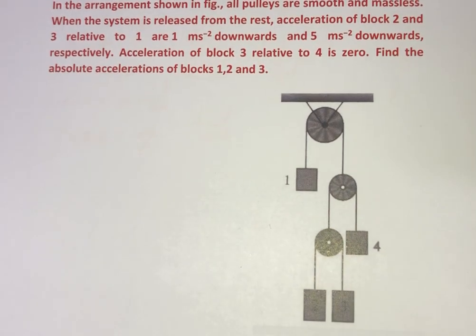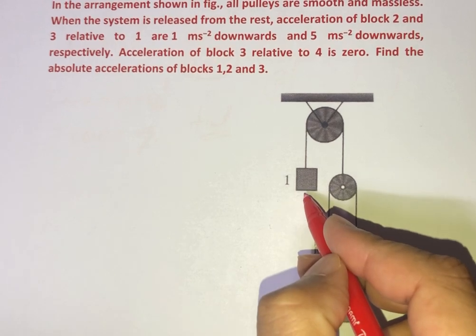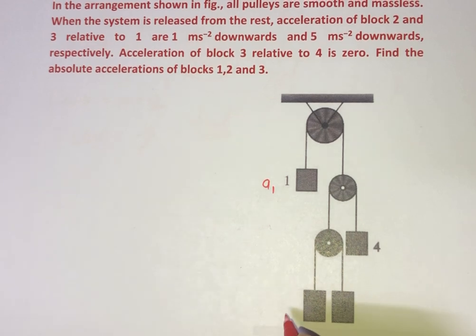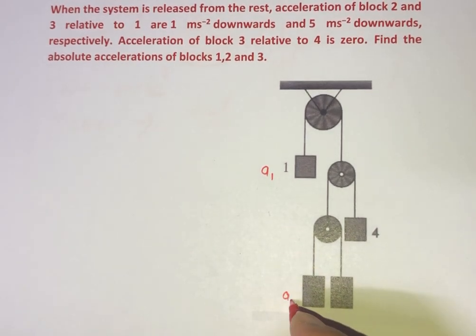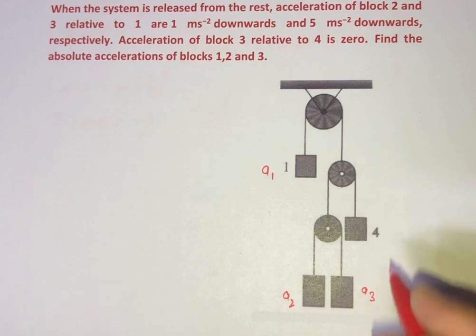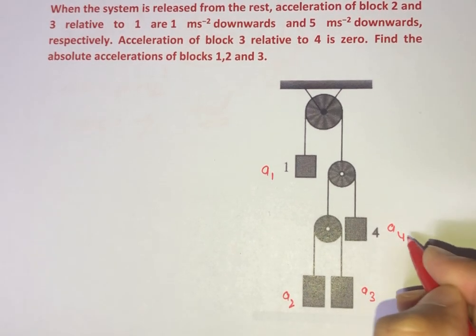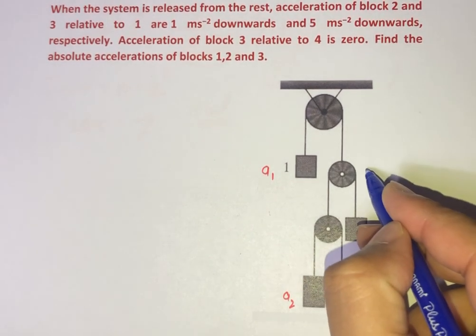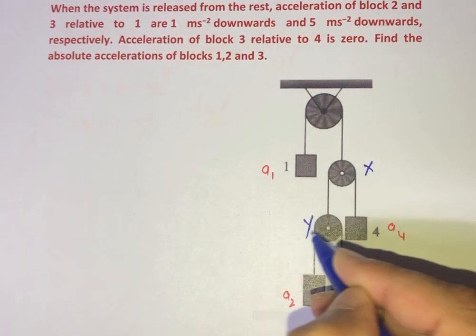So in this case, the acceleration of the block 1, 2, 3, 4 all is given in the relative terms. So let us assume that acceleration of block 1 is given as a1, of block 2 is given as a2, of block 3 it is given as a3, and of block 4 it is given as a4. And let us call these pulleys as x and y.